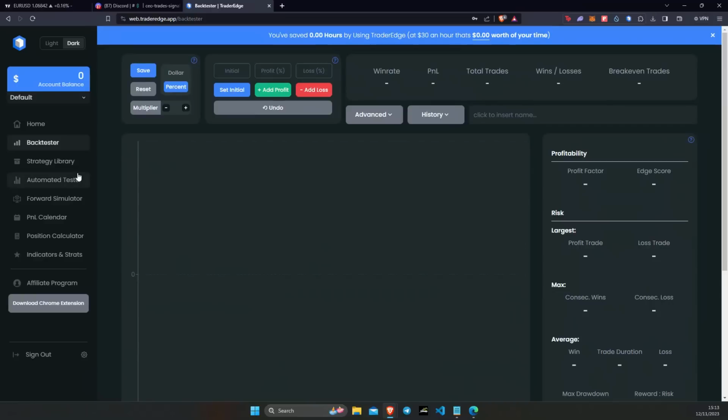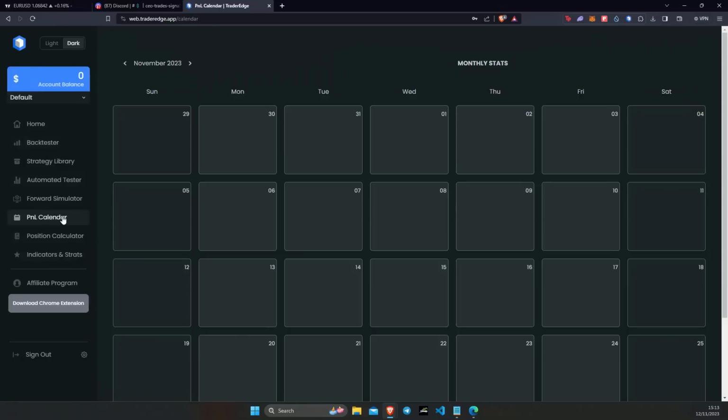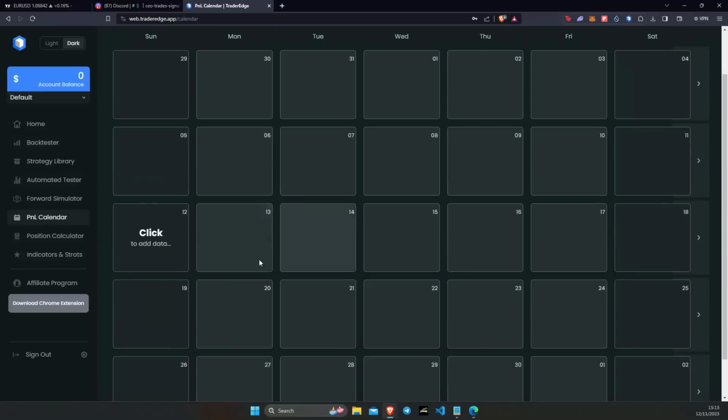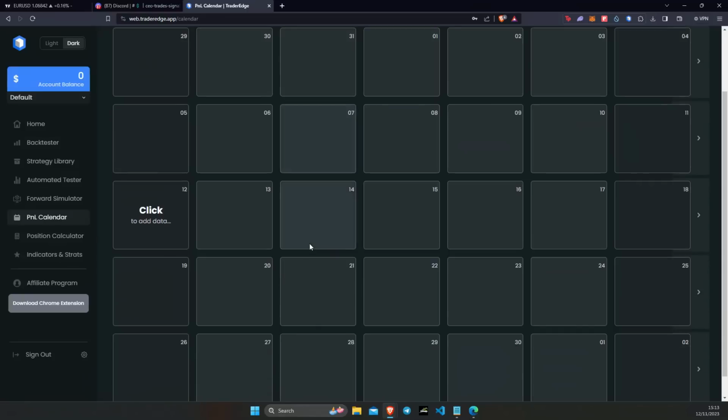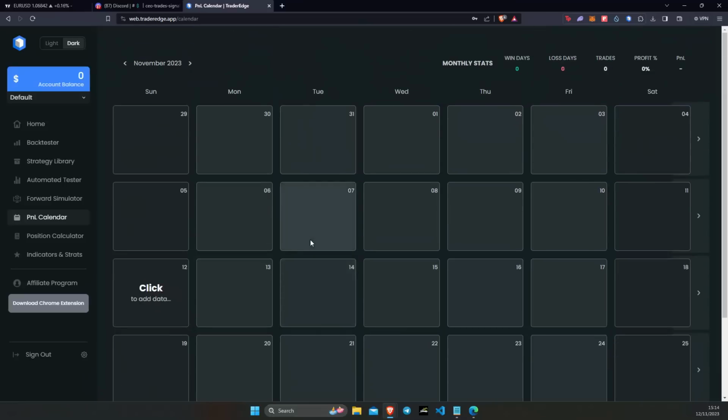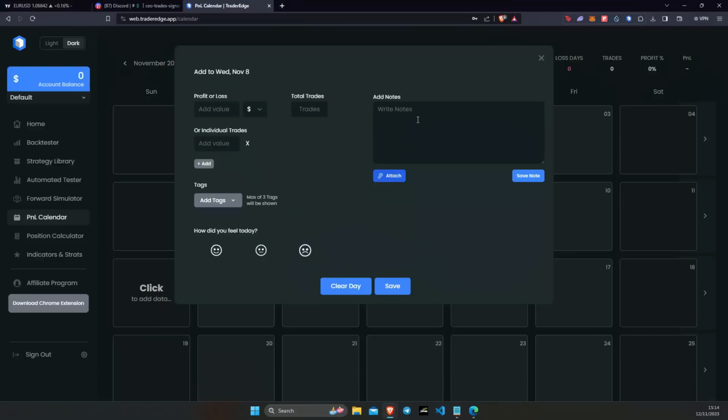The great thing about Trader's Edge is that they actually have a profit and loss calendar. Once you take all your trades, you can come over here and see which days were your most profitable and which ones you lost the most consecutively in, because then you can either take those days out of your trading days or even tweak your strategy so that it works a little bit better. Not only that, but you can also literally add notes into each trade that you take.